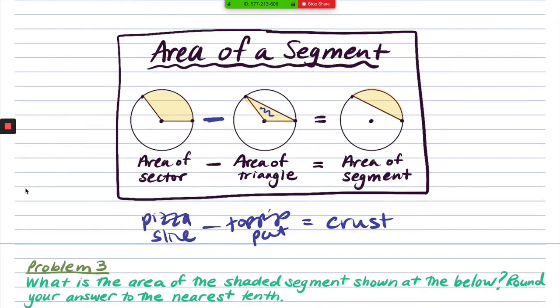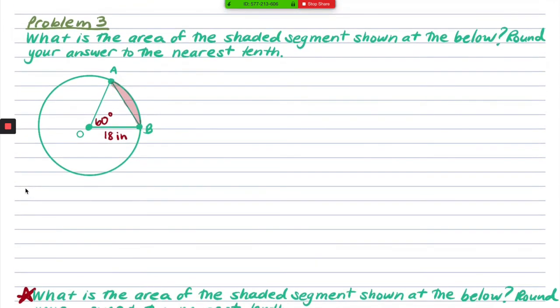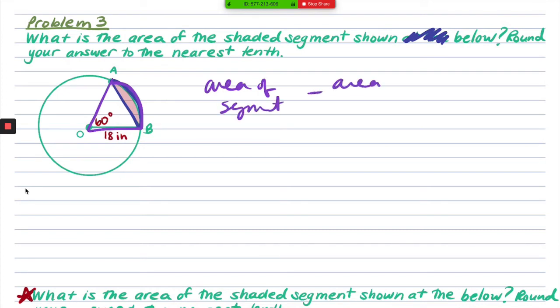Okay, so let's try a problem with this. What is the area of the shaded segment shown below? Round your answer to the nearest tenth. Okay, so here we have a segment, and this one actually looks like pizza crust. So what we're going to do is take our area of a segment, or let's just do it like this. Okay, area of segment minus area, let's change the color for that.